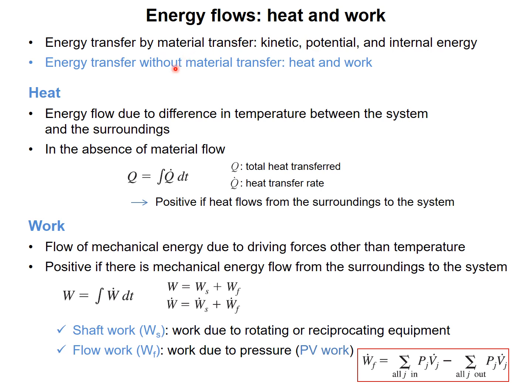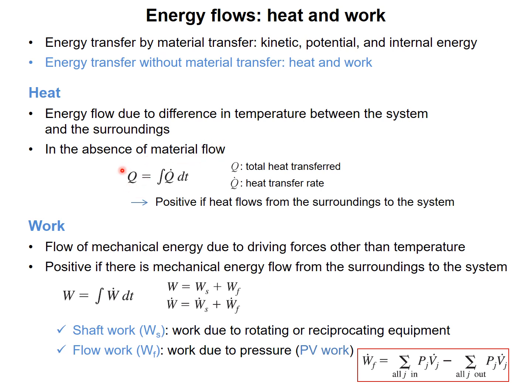Let's go to the type 2 energy transfer without material transfer. What kind of things are there? Heat and work. So let me think about the heat. Heat is energy flow due to difference in temperature. I'd like to emphasize this part, difference in temperature between the system and the surroundings. So the driving force of energy flow is the temperature gradient. Of course, in the absence of material flow.